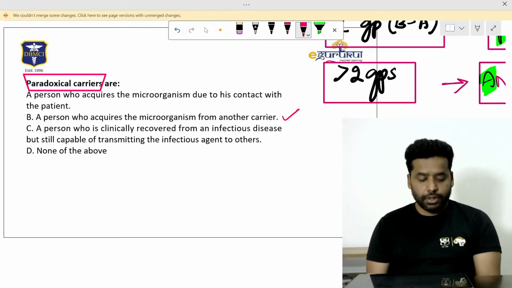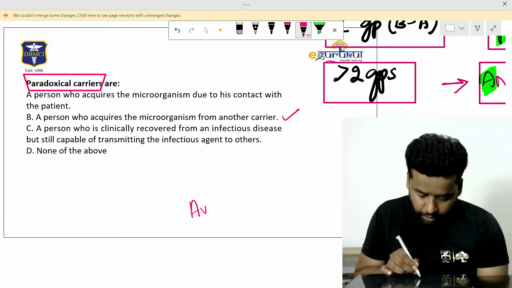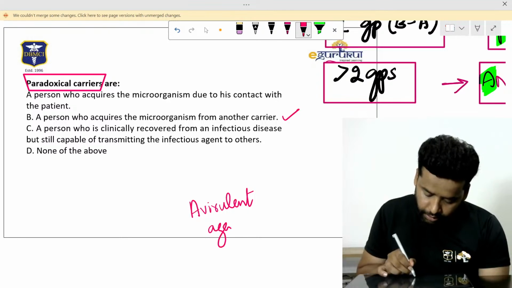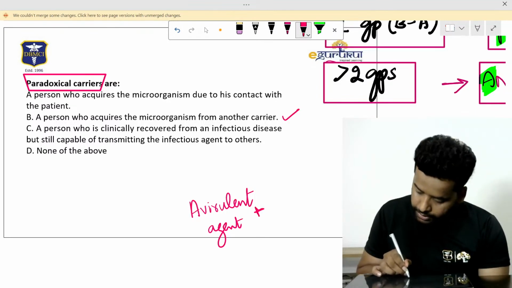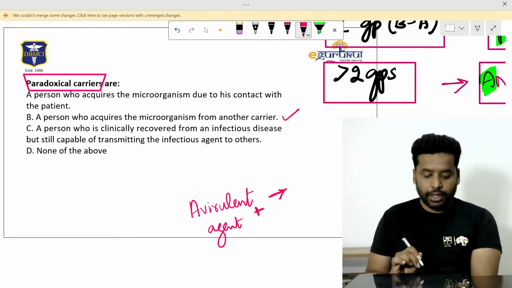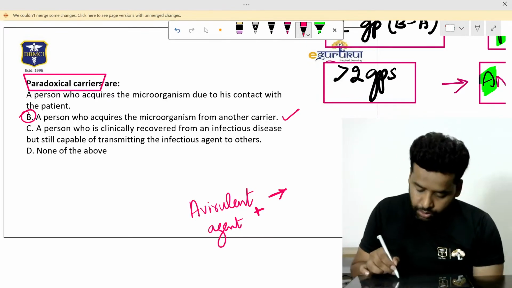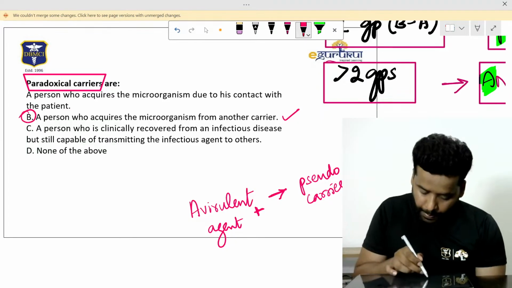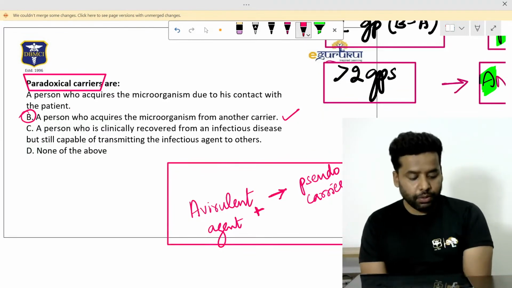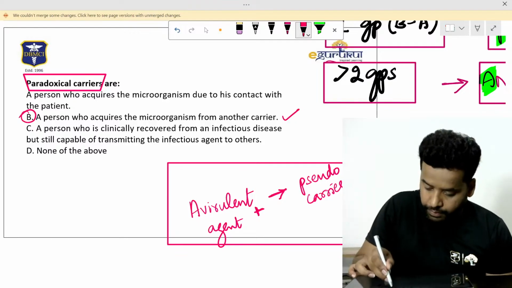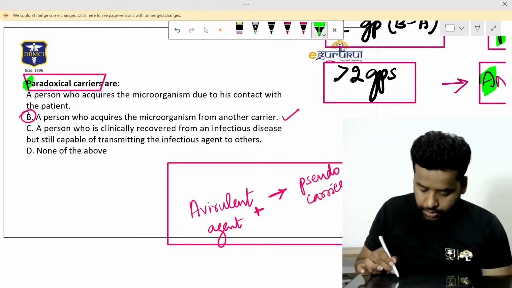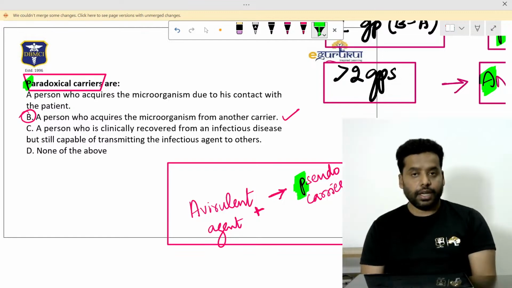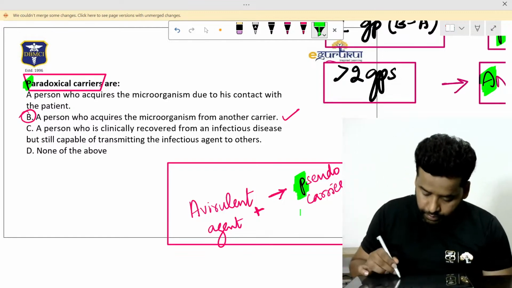But if they ask this question, there is one carrier who is having an avirulent agent. What are those carriers called as? Pseudo carriers. So don't make mistake between two words. One is paradoxical carrier, other is pseudo carrier. If I am asking this word, the carrier who is having an avirulent agent, then it is pseudo carrier.